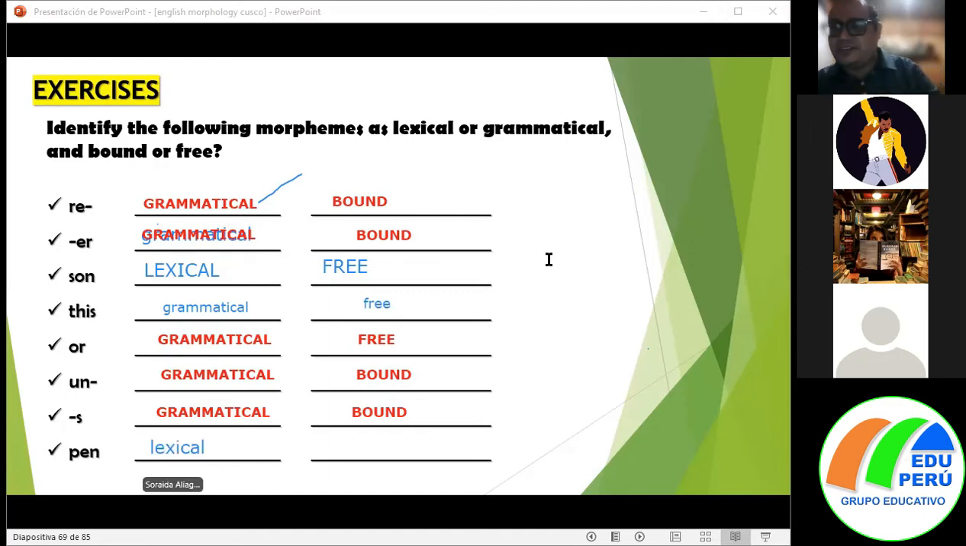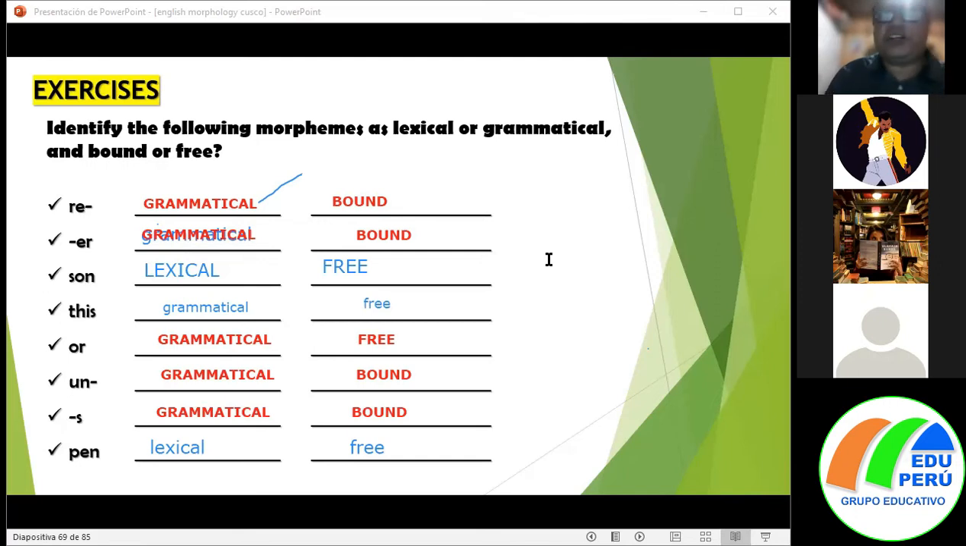And the last one, it's easy. Lexical. Yolanda? Yes, lexical. Lexical and free. No, yes, that's good, Soraya, too. Lexical and free. That's it. Very good. So notice lexical because pen is a noun. It's a noun. So notice here, why do we call this lexical morphemes or grammatical morphemes?